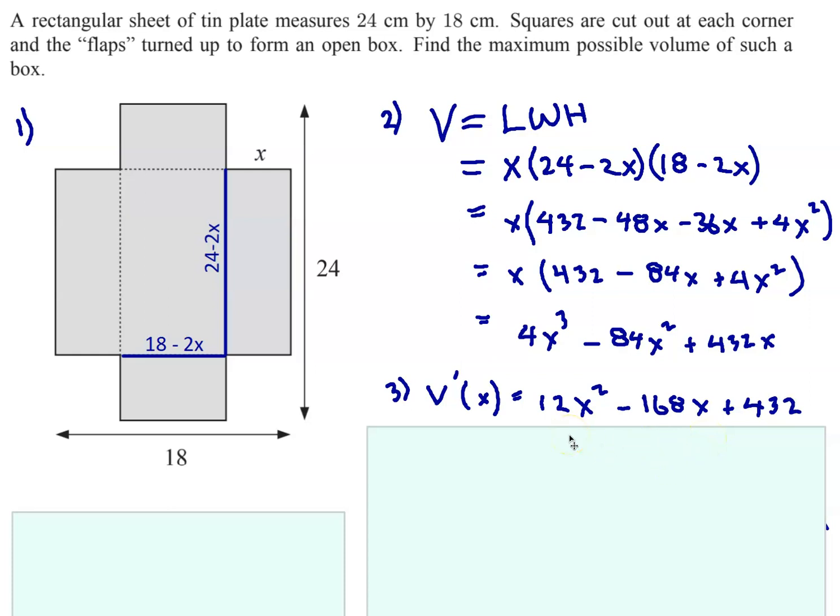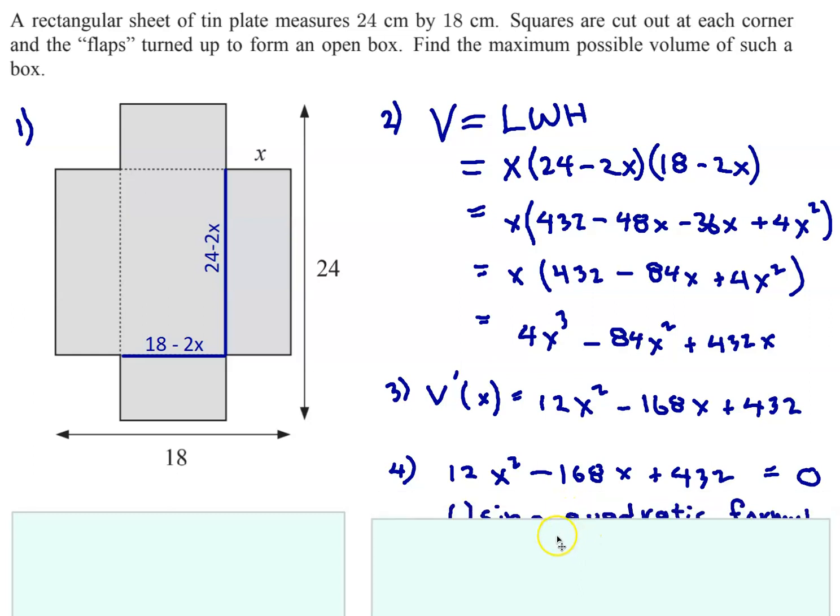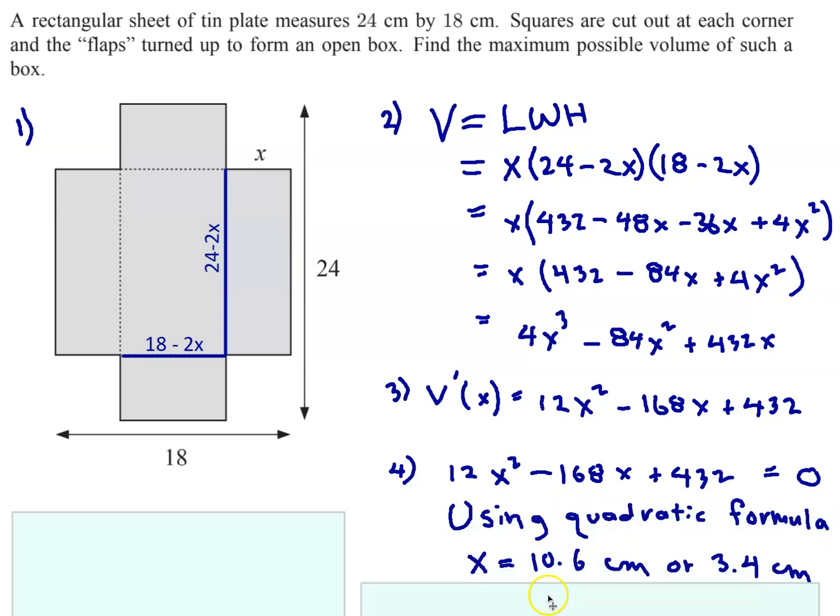Okay, what we're going to do now is set the derivative equal to 0, like so. We've now got to solve this equation for x, and it turns out that it doesn't factorize nicely. So what we did for this one is we used the quadratic formula. And once you do all the calculations using the quadratic formula, you get those two values for x.